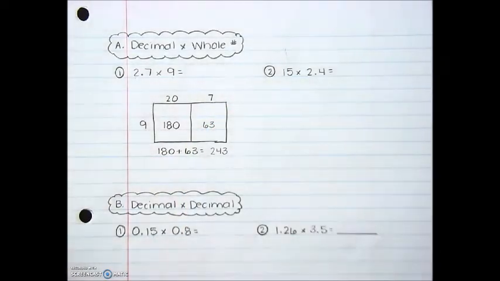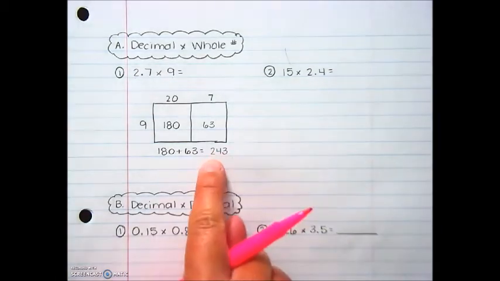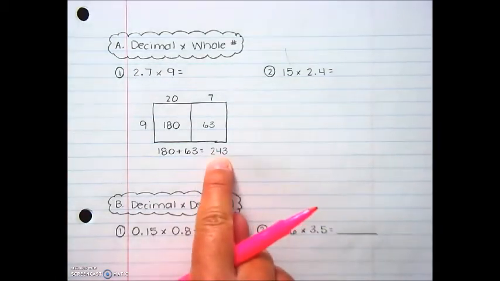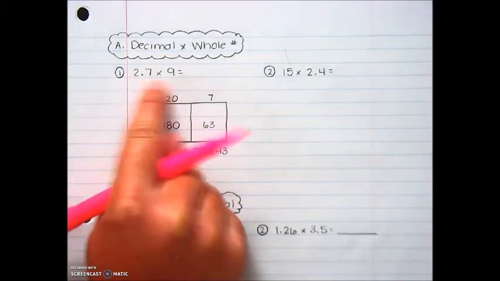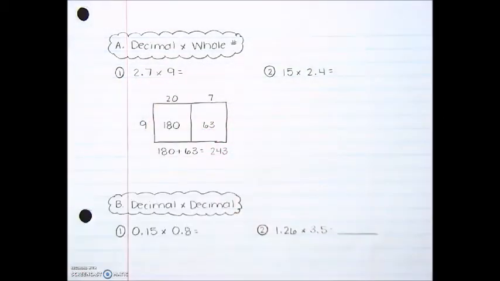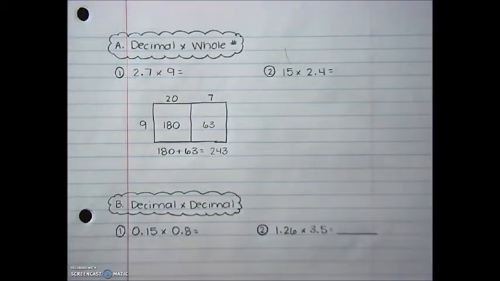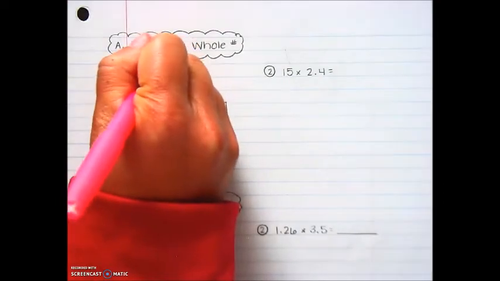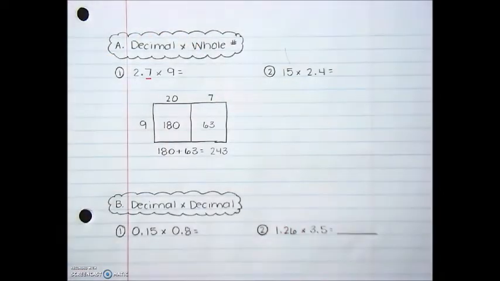But I have to remember that my original problem wasn't 27 times 9, it was 2 and 7/10 times 9. So now I need to decide where in this number should the decimal point go. So that's where I can look back to my factors. And just like if I was doing the traditional method, I'm going to count the number of digits after the decimal point in each factor.